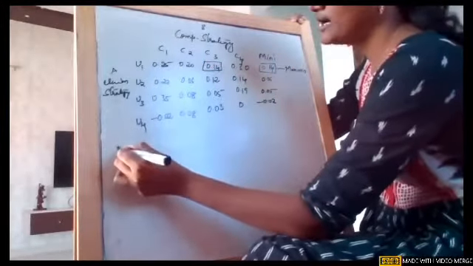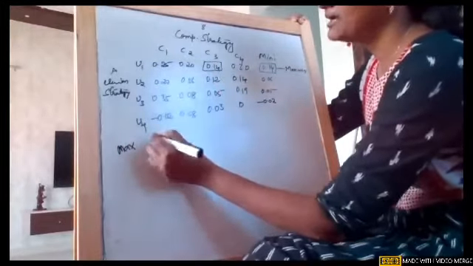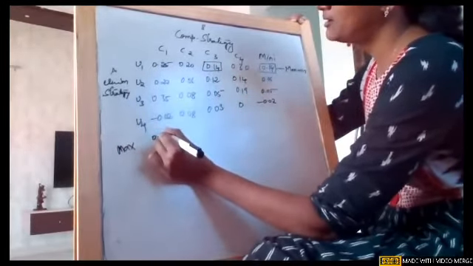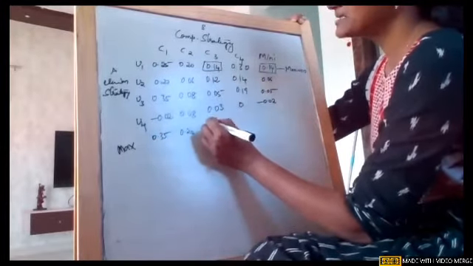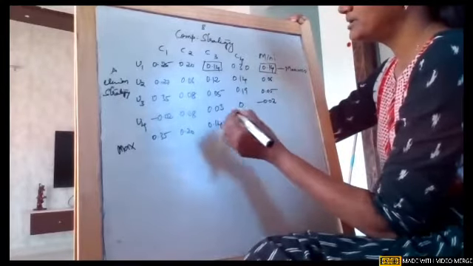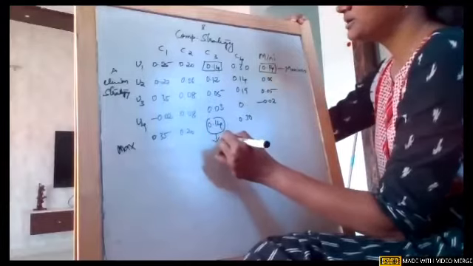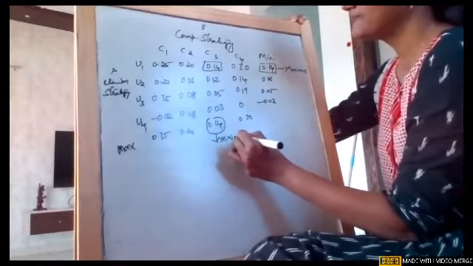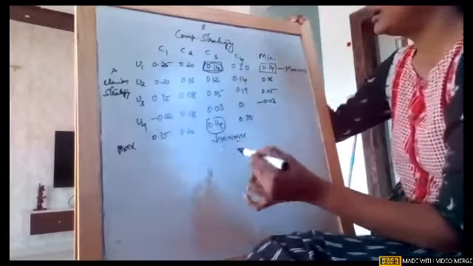Now column-wise, when we pick the maximum value: the first column maximum is 0.35, the second column maximum is 0.20, the third column maximum is 0.14, and the fourth column maximum is 0.30. Out of these we need to pick the minimum value. This is nothing but the minimax. So we got the saddle point.